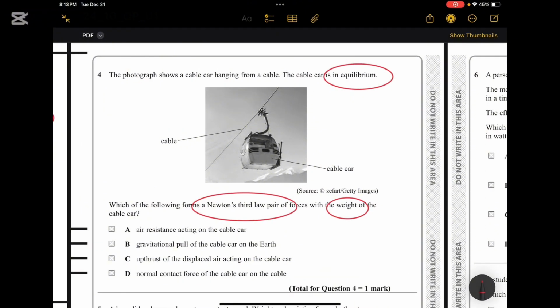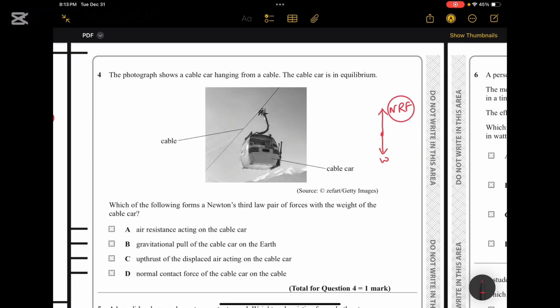Alright, so what they have asked us here is which of the following is a Newton's third law pair of forces, and the one force will be weight. So let's say there is the weight, and one confusion that I want to clear today is that we always mess up, saying that weight and normal reaction force are third law pair forces. No, they are first law pair forces. They are not third law pair forces. Why are they not third law pair forces?